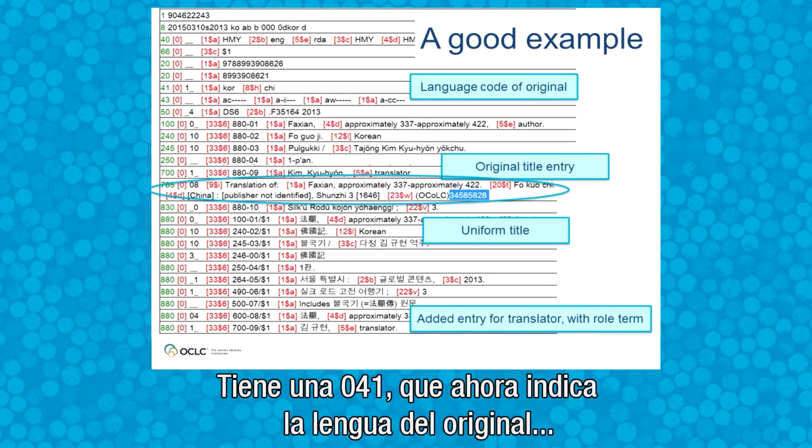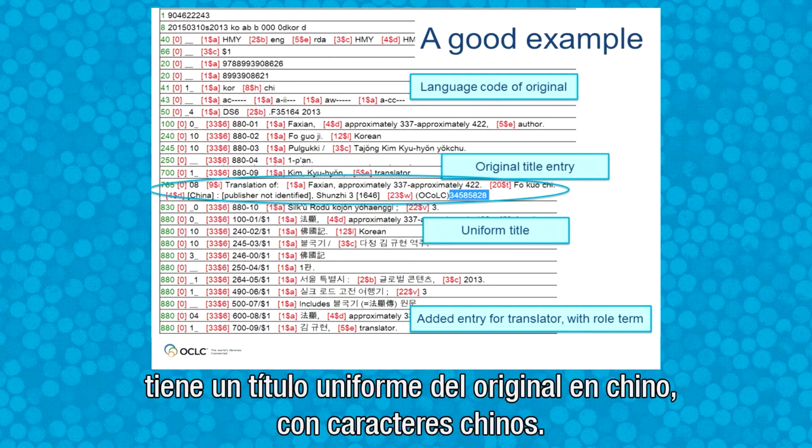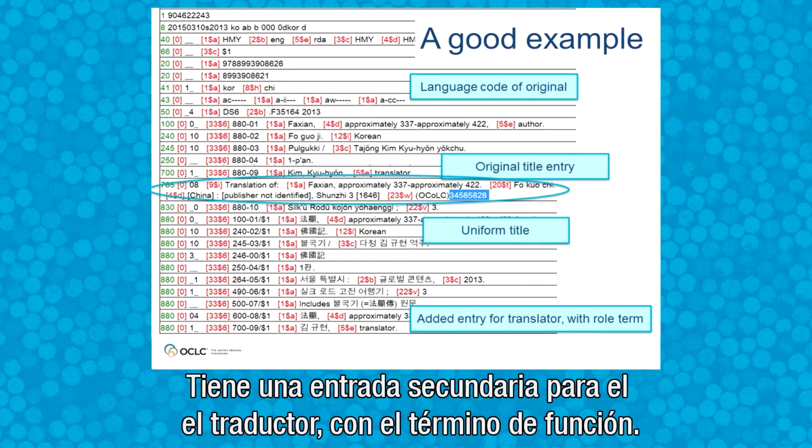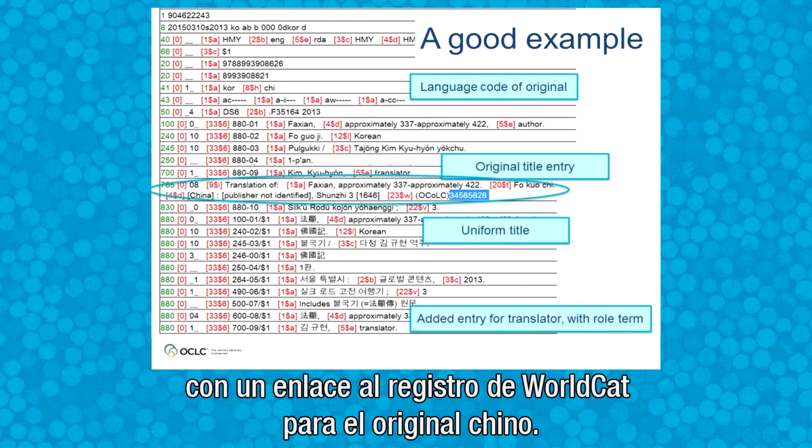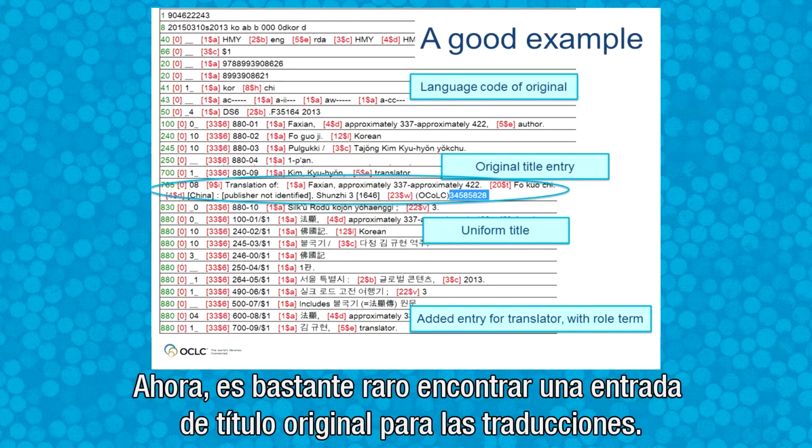It has a 041 field, indicating the language of the original. It has a uniform title of the Chinese original with the Chinese characters. It has an added entry for the translator with the role term. And, be still my heart, it even has an original title entry with a link to the WorldCat record for the Chinese original.